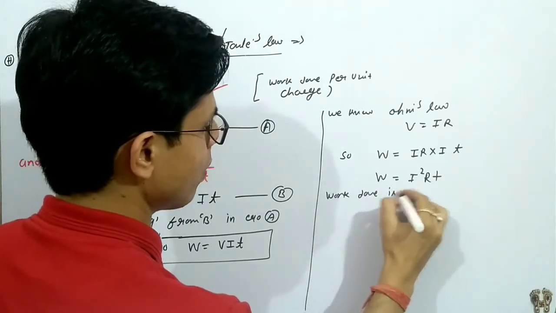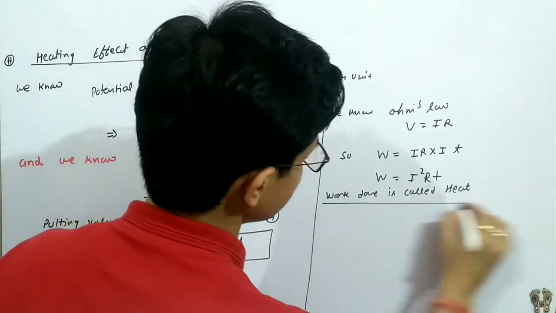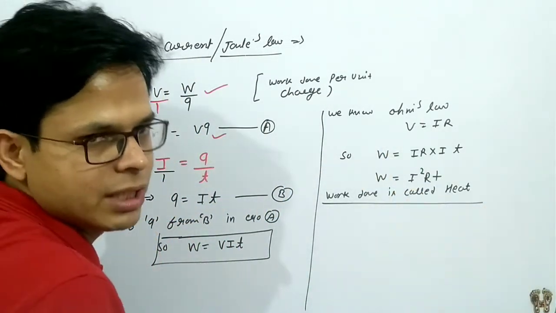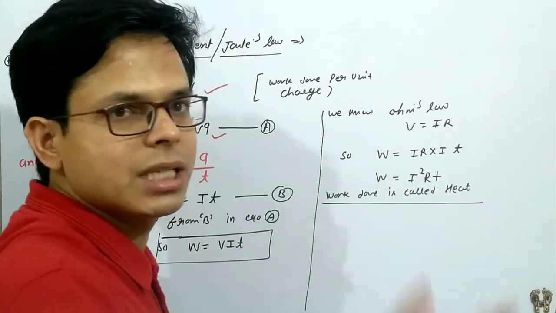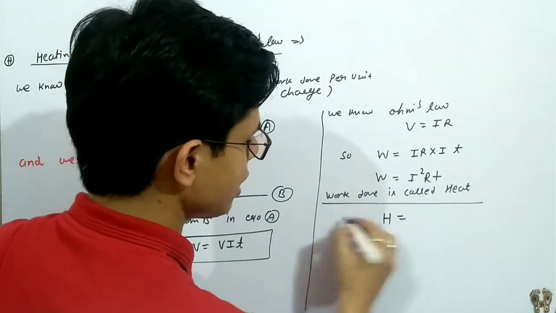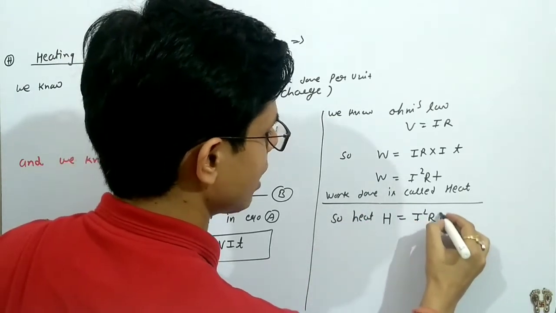done is called heat. वर्क डन को क्या बोलते हैं? हीट. हीट मींस एनर्जी ट्रांसफर, जो एनर्जी ट्रांसफर होती है दैट इज कॉल्ड हीट. जो एनर्जी ट्रांसफर होती है उसे हीट कहते हैं. और एनर्जी को क्या बोलते हैं? वर्क. दैट मींस दिस वर्क डन इज कॉल्ड हीट. सो हीट H equal to I squared RT.